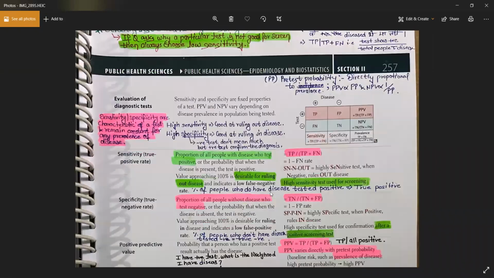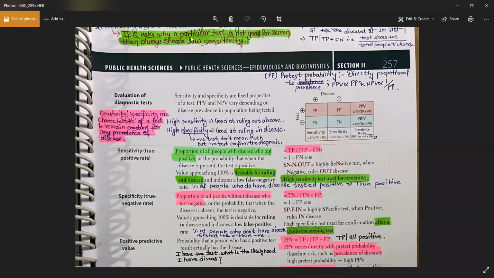And yeah, so whenever a question asks why a particular test is not good for screening, the answer must always be low sensitivity. Do not get confused.